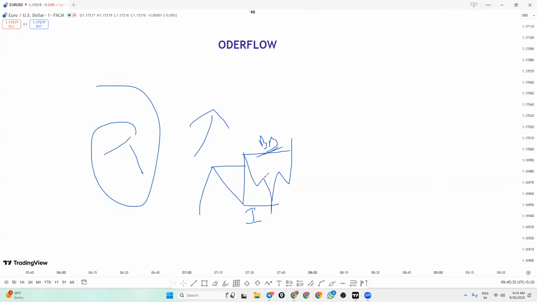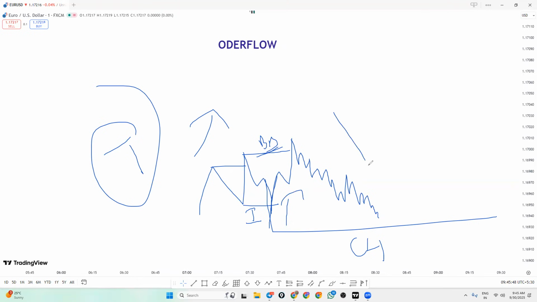Sometimes what will happen? Your change of character will be here. Just imagine your change of character was here. The market is coming like this. It is an uptrend, but it's looking like a downtrend. It is behaving like a downtrend. Am I right? Yes, sir. So how can we find whether it is really moving upside or downside?